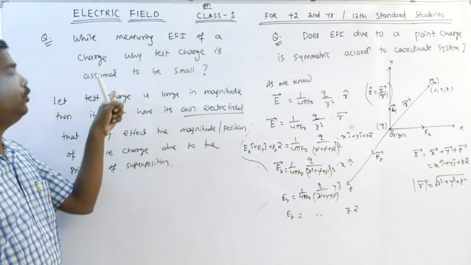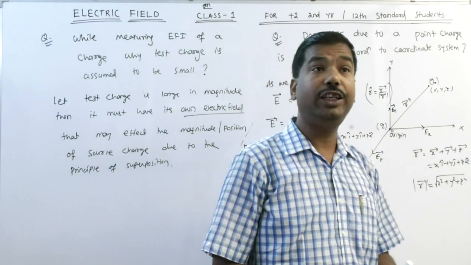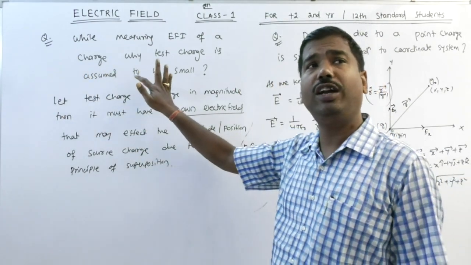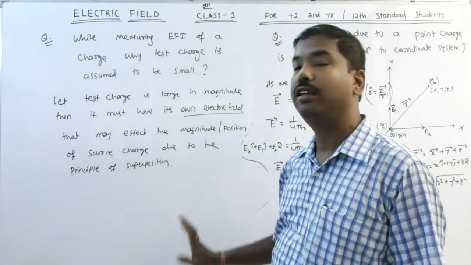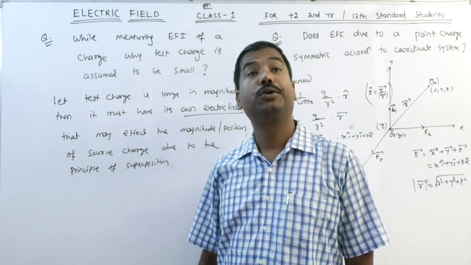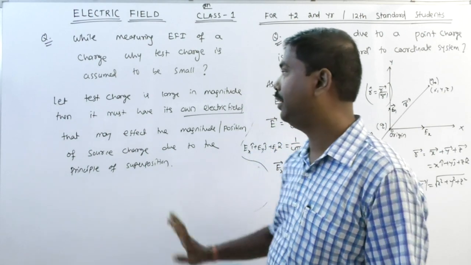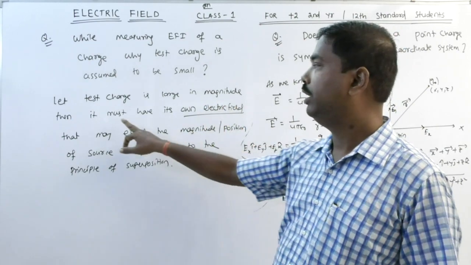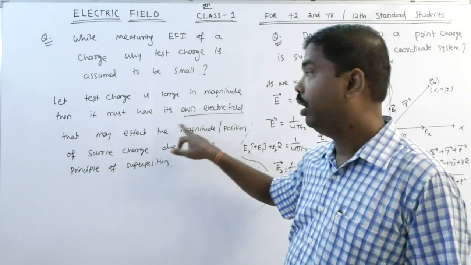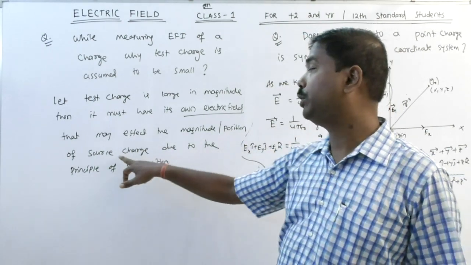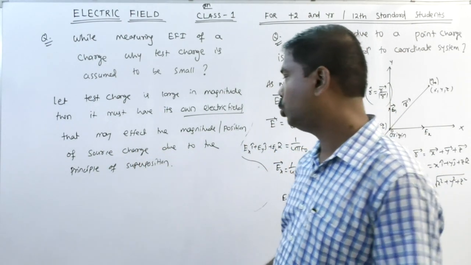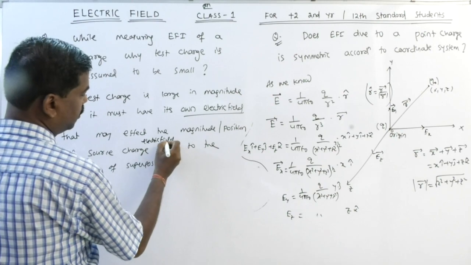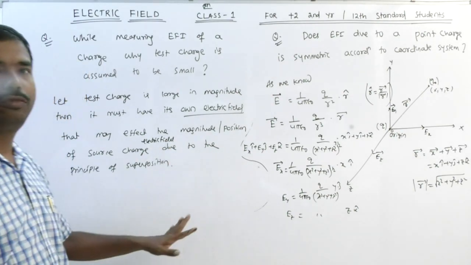So if the test charge is very small, we can neglect the electric field of the test charge. Hence, that does not affect the position or the magnitude of the electric field of the source charge. That's why the test charge is neglected. Clear? If the source charge is large in magnitude, then it must have its own electric field. Clear? That may affect the magnitude or position of the source charge's electric field due to the principle of superposition. Clear?